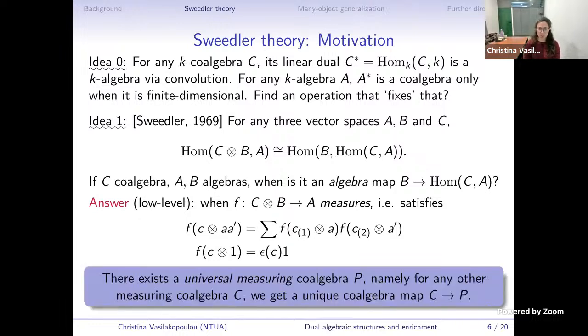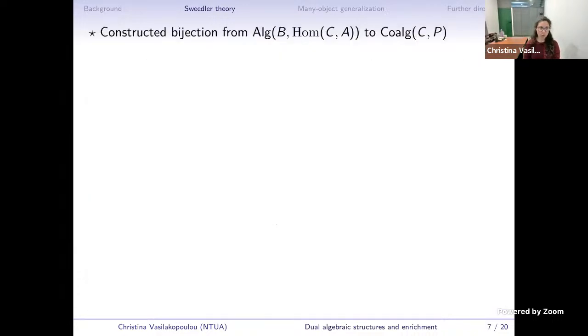And in fact, it was shown that there's a universal object like this. So for any two fixed algebras, there is a universal measuring coalgebra, meaning it acts like a terminal object of things that have this property. So there is a unique coalgebra map from any other coalgebra that measures. The way this was shown in Sweedler's book was to construct explicitly a bijection between those two sets of algebra maps and coalgebra maps from C to this new object P for every A and B.